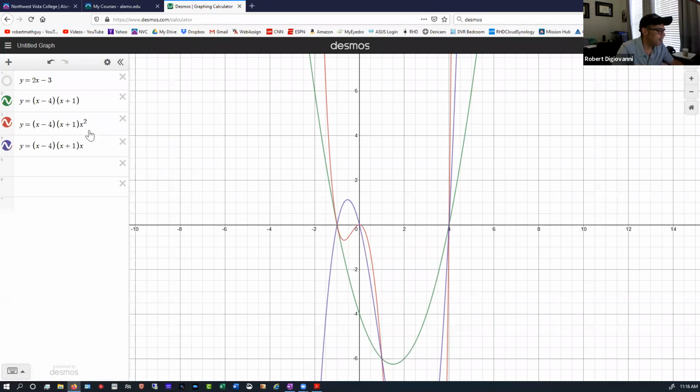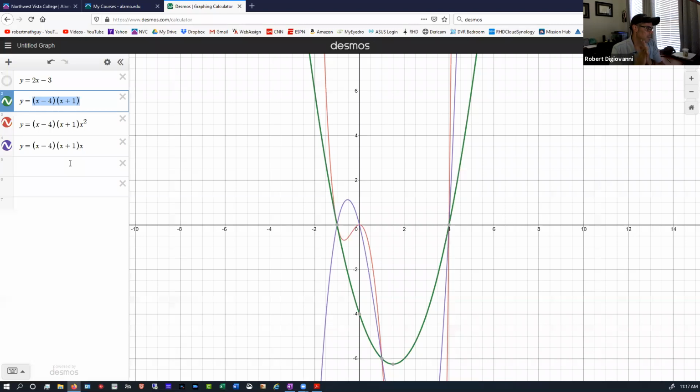And the reason why is because they all have the same factors, x minus 4, x plus 1. Since they all have those factors, if we were to set those equal to 0, we would get 4 and -1. Those would be our two answers. So they share something. They have that in common. Otherwise, there's a bunch of other weird things happening.